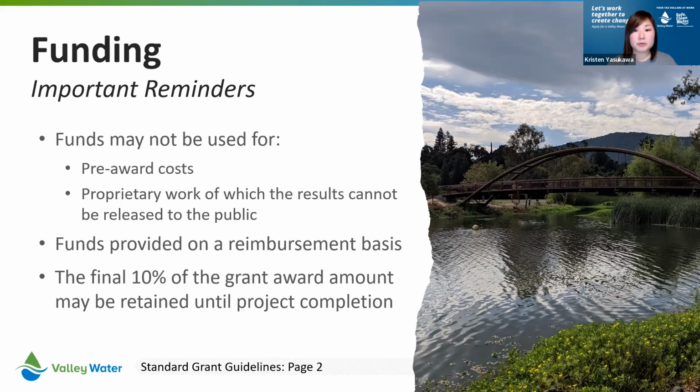And then if you are awarded the grant funds that you requested, then we will do payments on a reimbursement basis. So we will be accepting invoices once there's an executed agreement, checking the supporting documentation, and then providing the payment. And then it's just to note that in the standard grant agreement terms, we will be including that the final 10% of the grant award amount may be retained until the full project is completed, not just the items that were requested for reimbursement through the grant.